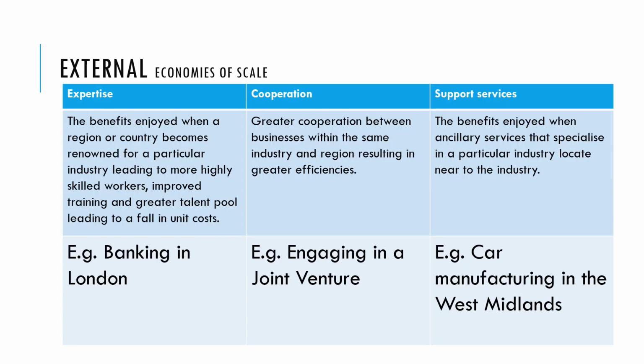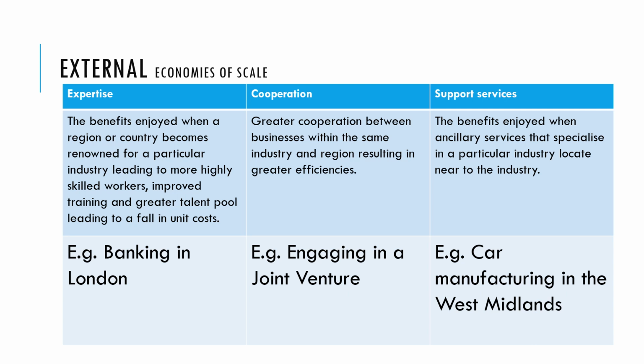External economies of scale come from the industry as a whole. So for example, if we base ourselves in a region which is renowned for a particular industry, we might get more highly skilled workers, a greater talent pool. And these workers are more efficient, and so we can benefit from more productivity and lower cost. Cooperation: if we have industries in the same region and we partner together to develop new technology, for example, and become more efficient, this might lower costs.